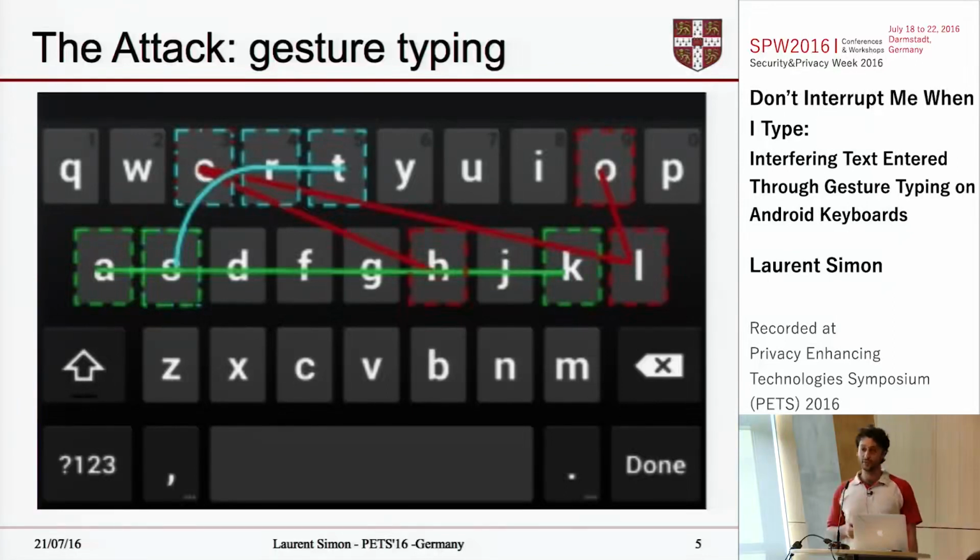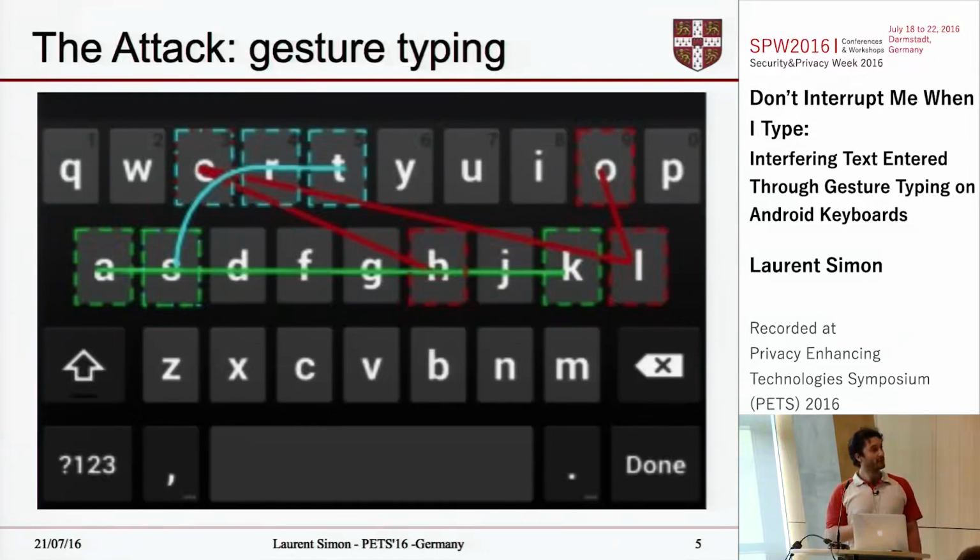With gesture typing, you can enter words on a keyboard by dragging your finger from letter to letter. There's an example here with the word hello. The user would put his finger on the letter H, drag it to E, then L, then O, at which point he would take his finger off the screen.